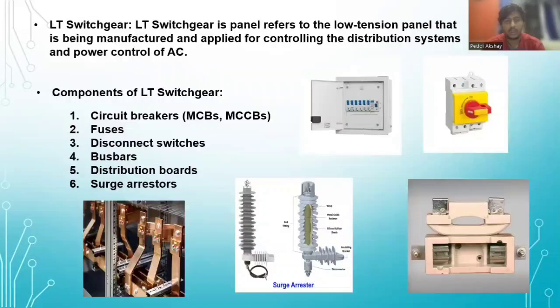LT switchgear. LT switchgear panel refers to the low tension panel that is being manufactured and applied for controlling the distribution systems and power control of AC. There are six components of LT switchgear: circuit breakers such as MCBs, MCCBs, and ELCBs, fuses, disconnect switches, bus bars, distribution boards, and surge arresters.